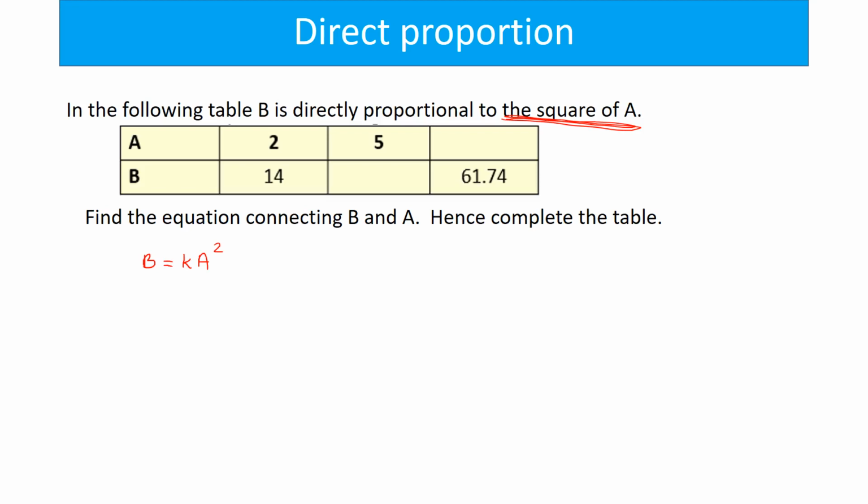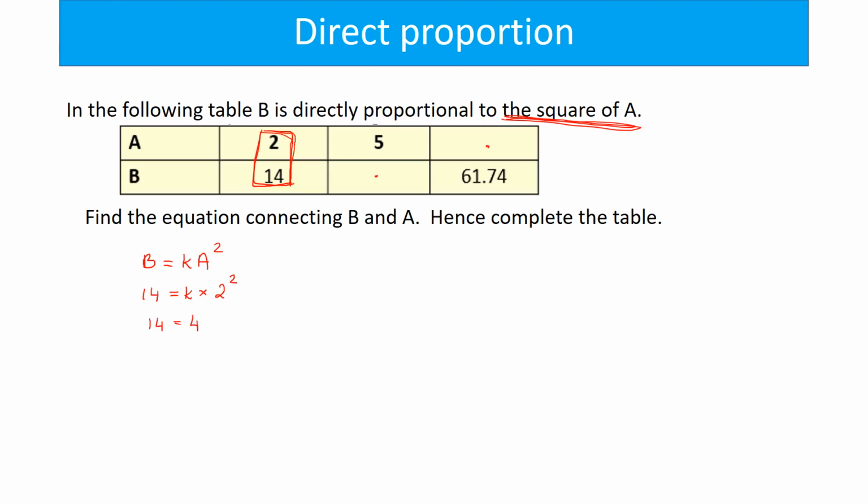Now notice in my table I've got one pair of values. Here I've got B missing and here I've got A missing. In this case here I've got both values, so I can use it to work out the value of K. I need to find that constant of proportion. So I'm going to substitute the values into my formula. So that is 14 equals K times 2 squared. Remember that you need to square A.